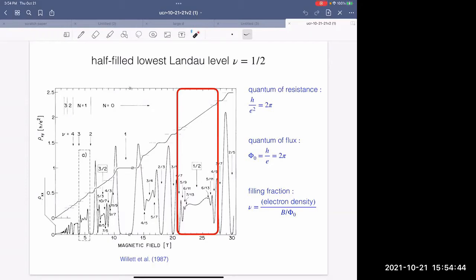And my hope is that at least some of this theoretical technology that I'm going to describe will be useful for some of the other systems I talked about. So these thin films, or even perhaps these cuprate superconductors.